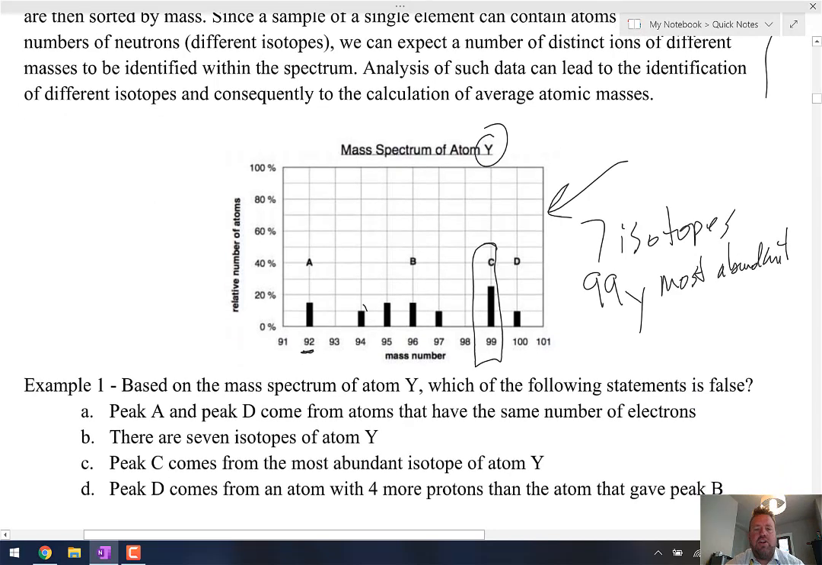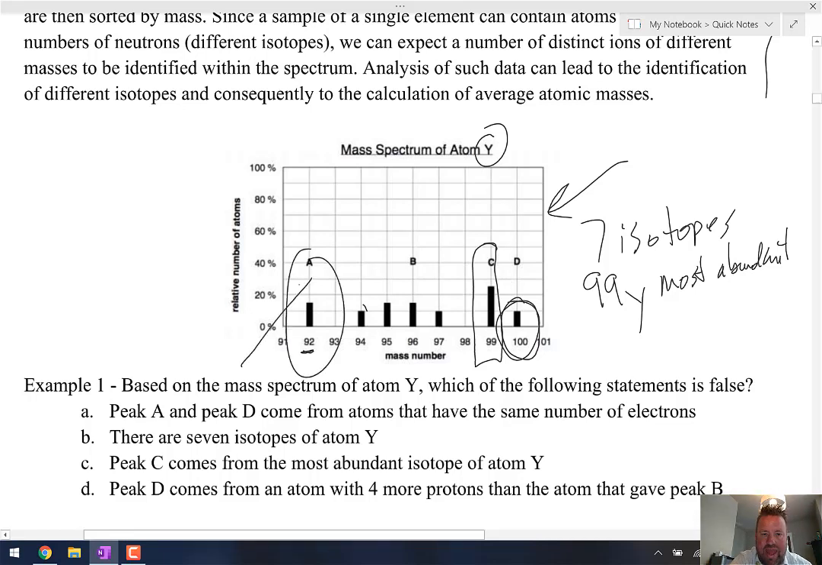Okay, so let's look at an example of this. So we can see there's 7 different isotopes. We can see that, again, they all have the same number of protons, but they all have a different number of neutrons. Which one has the most neutrons? Well, clearly the one that has the greatest mass, because the protons don't change, so the neutrons do have to have changed.